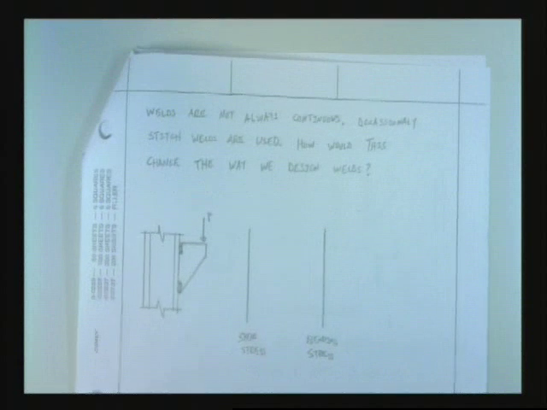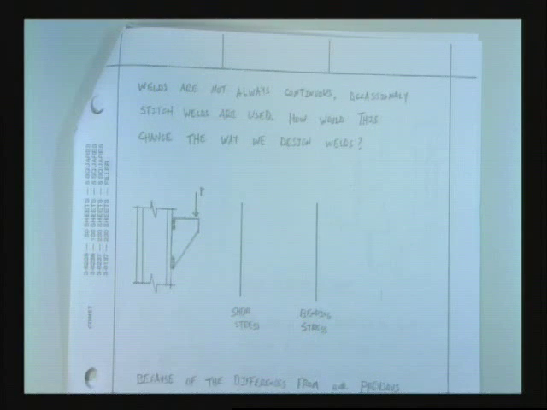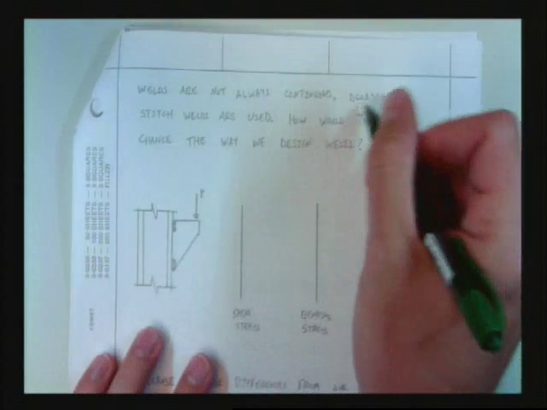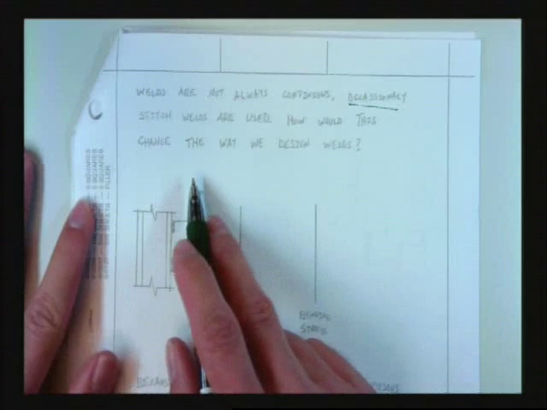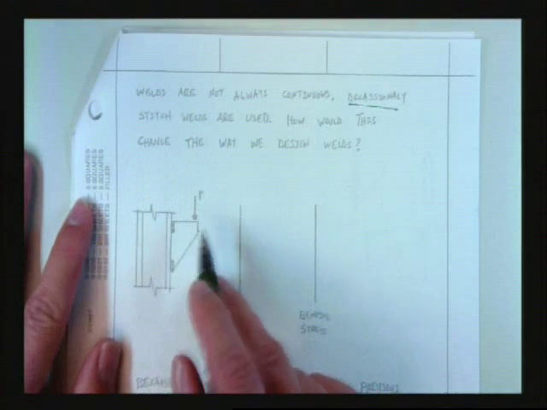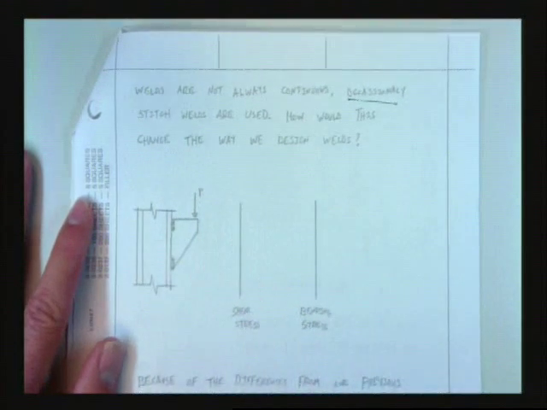Now, here comes the depends. Now, welds are not always continuous. Occasionally, and actually commonly, especially on long welds, people like to use stitch welding. Okay? Especially on long connections. Occasionally, stitch welds are used. And how would this change the way we design welds?